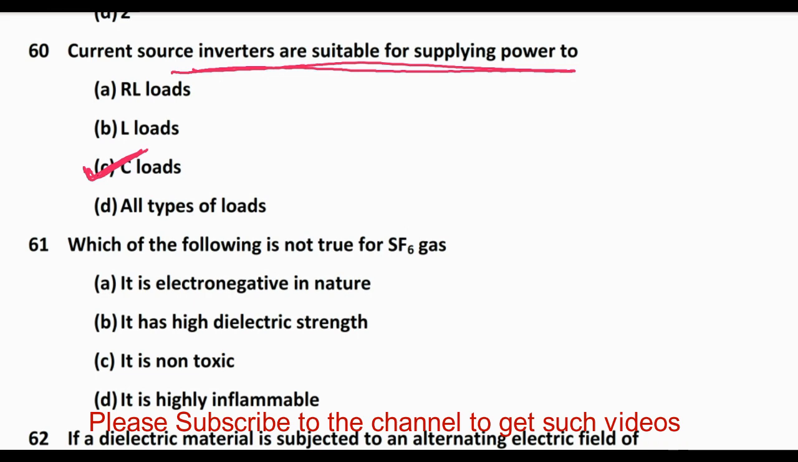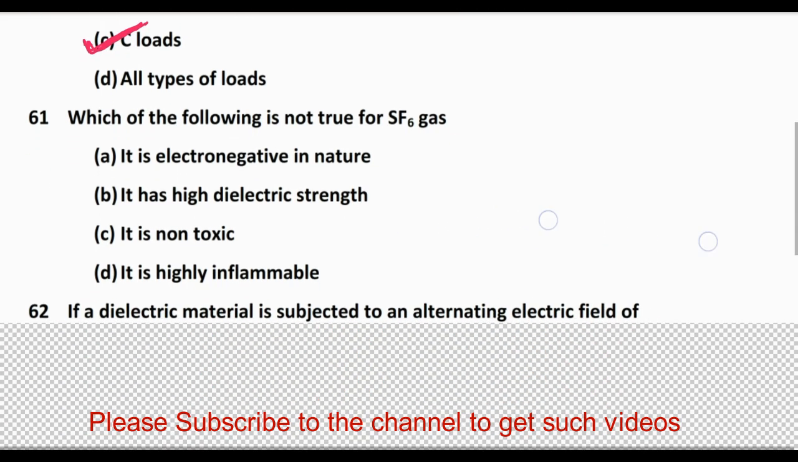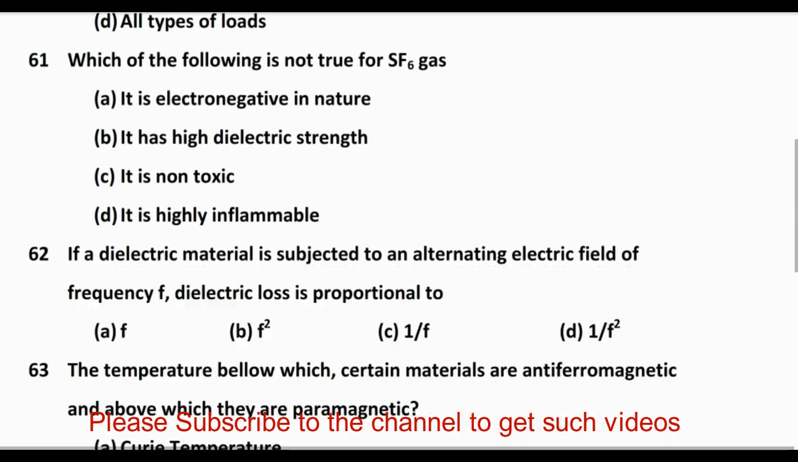Which of the following is not true for SF6 gas? Option A is it is electronegative in nature. Option B is it has high dielectric strength. It is non-toxic. It is highly inflammable. So here option D is not correct, because it is non-inflammable. This is not flammable.